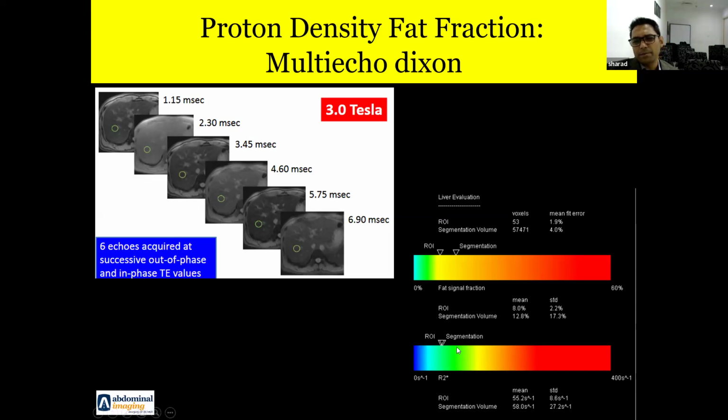And interestingly, this sequence also gives you the iron content. So you are able to give a quantification of fat percentage, and you are also able to tell how much iron there is in the liver. So if I have a fatty liver patient who has a higher iron, I know that this patient is going towards an advanced disease.